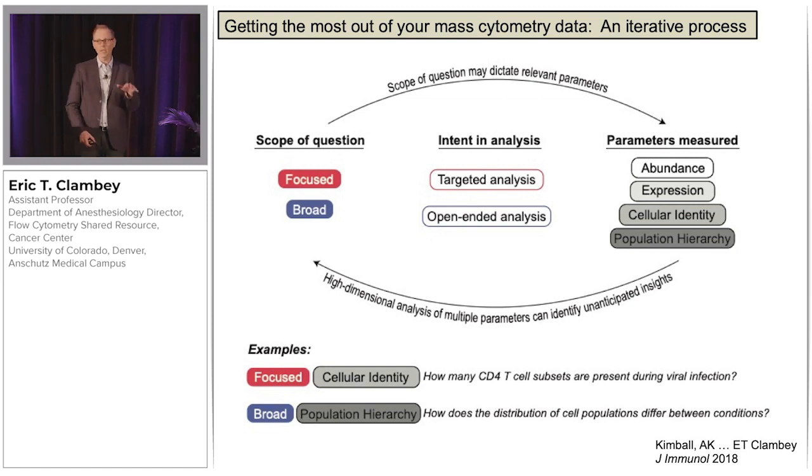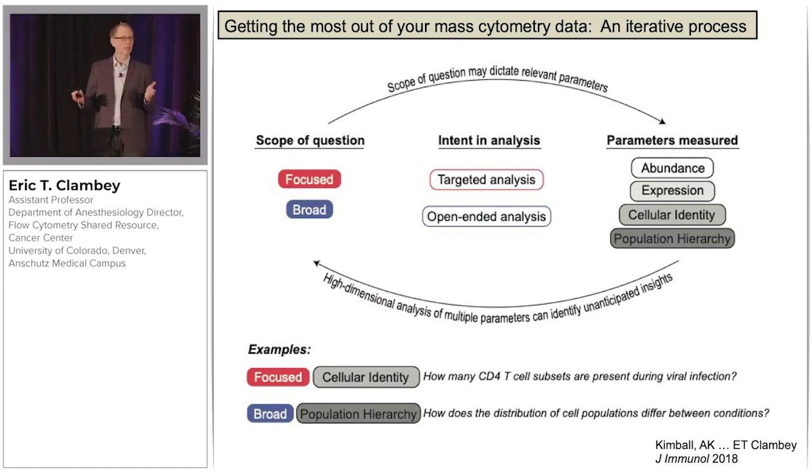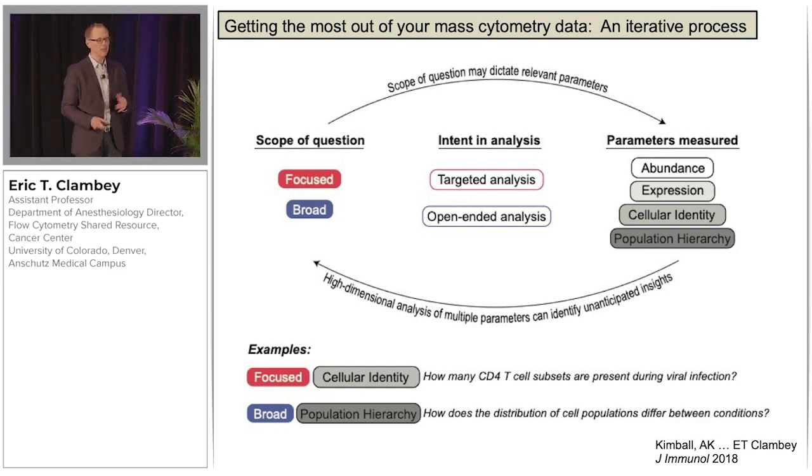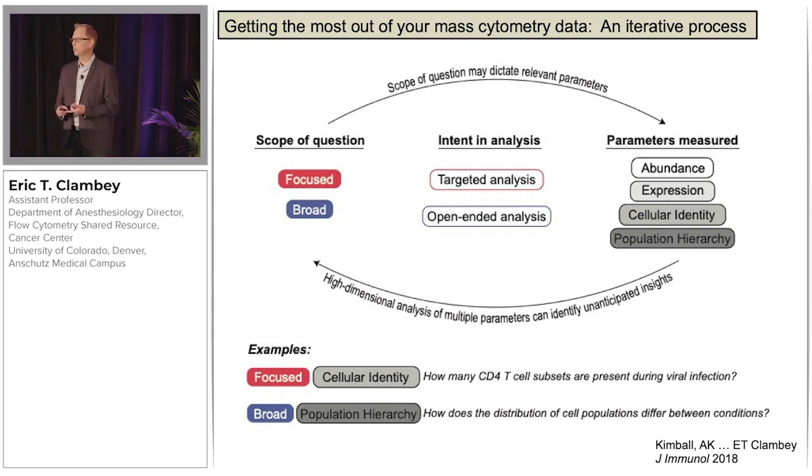One thing I'd like to emphasize here is that CyTOF data analysis is an iterative process. You might start with a focus question, but since CyTOF can afford the analysis of abundance, expression, cellular identity, and population hierarchy, the likelihood that a single pass analysis of your data is going to reveal the richness of these data is incredibly unlikely. And you're going to have secondary and tertiary analysis at least.